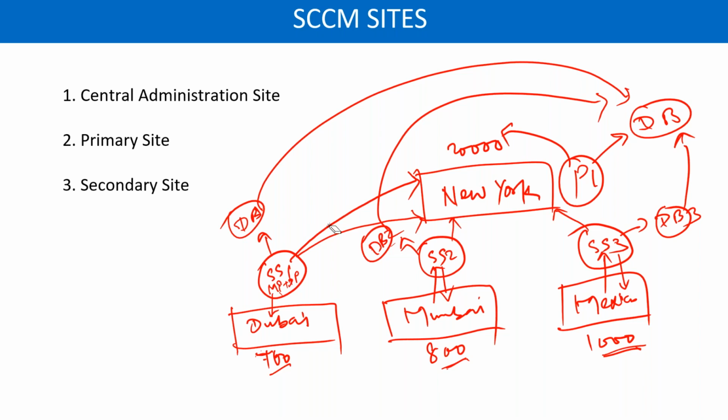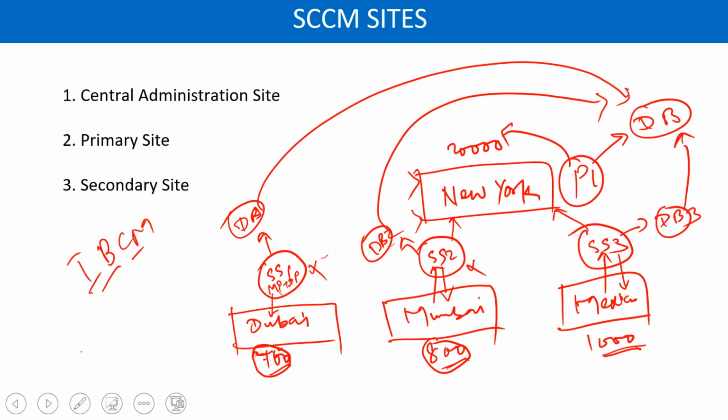Okay. So then you have a different scenario. You will have to use the IBCM feature of SCCM, Internet Based Client Management. So these 700 devices will not talk to this secondary, not talk to here. They will directly talk to the, I'll tell you. Anyone have any question on this secondary site before I explain this IBCM feature? No, we are good.